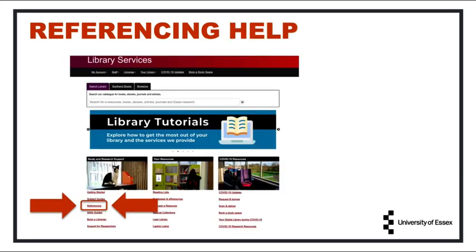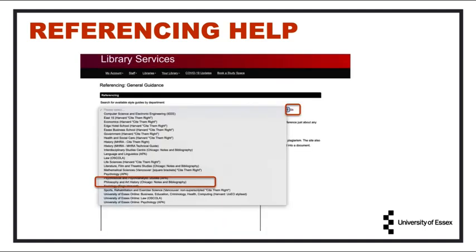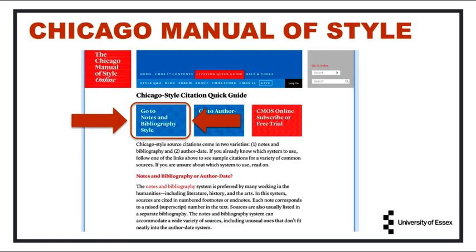If you need any help with your referencing, there are some guides available from the library website. From the home page, click on the referencing link underneath the photo of Campus Cat. And then from the pull-down menu on the next page, select Philosophy and Art History, and then click on Go to the right of the pull-down menu. This will take you to the Chicago Manual of Style homepage, from which you then just need to make sure that you select the Notes and Bibliography style option.